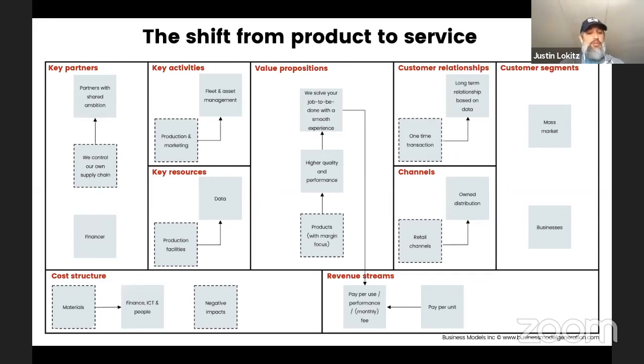We're moving our cost structures from materials to financing and technology and people. And often we're accounting for negative impacts in this value creation by keeping things in the cycle. And we can often even use that as part of our value proposition as well. So this is a full business model shift. Again, I didn't want to touch too deeply on business model canvases, but these are some of the things you have to think about when you think about shifts, and specifically in this case, a product to service shift.